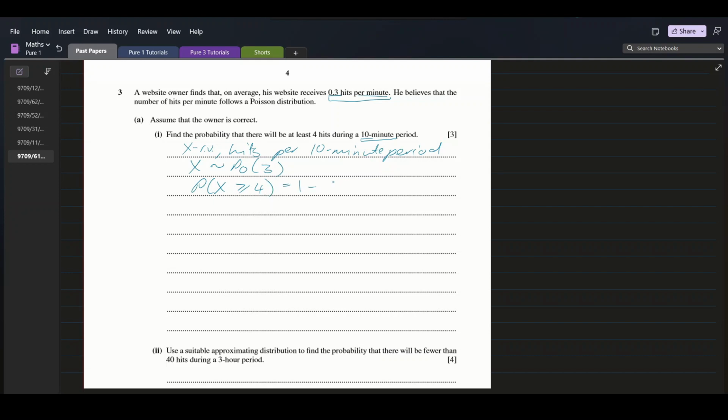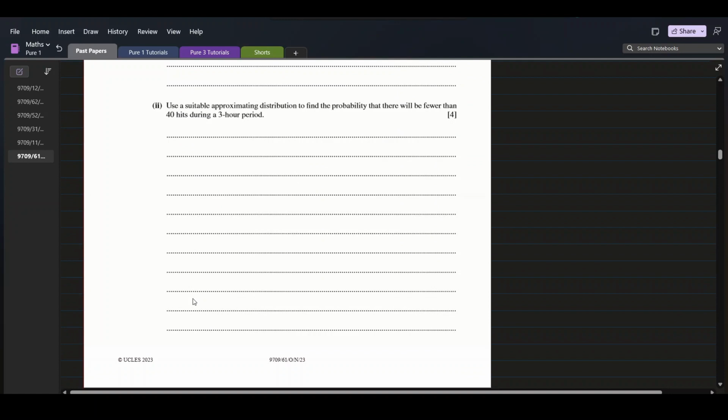And we can write this as 1 minus the probability that x is less than 4. So that would be 1 minus e to the negative lambda, which is 3, and then we want x equals 3, x equals 2, x equals 1, and x equals 0. So we start with x equal to 3: 3 to the power 3 over 3 factorial, plus 3 to the power 2 over 2 factorial, plus 3, and then plus 1. If we punch this into a calculator, that's 1 minus e to the negative 3, open bracket, 3 to the power 3 over 3 factorial plus 3 to the power 2 over 2 factorial plus 3 plus 1. And this gives us 0.353, and that would be our final answer.